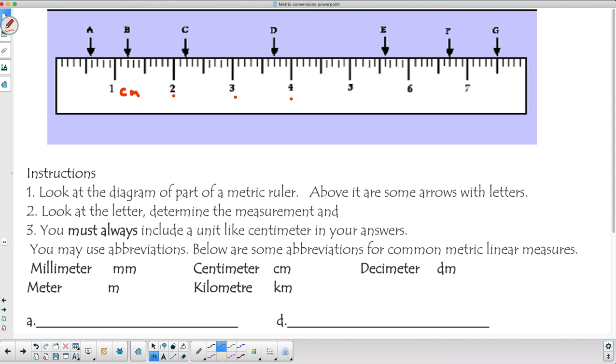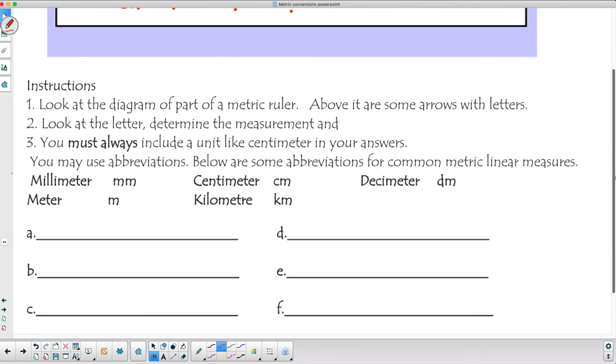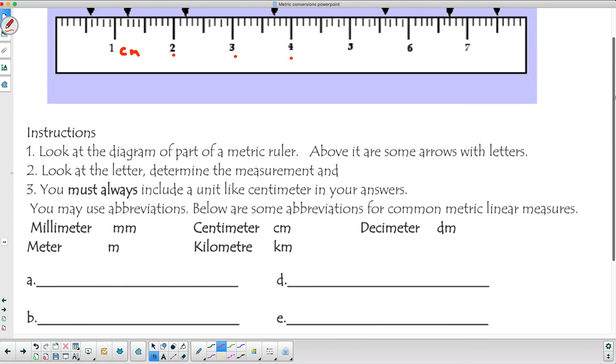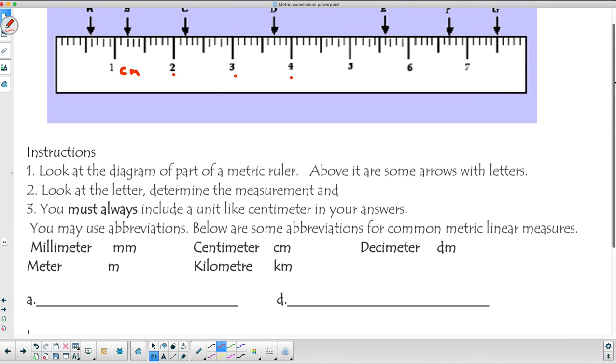So take a look at letter A. It's asking us to write the measurement down for letter A. Let me just do this right here. Here's A. It looks like, if this is 1 centimeter, this right here is 0.1 centimeters. So this would be 2, 3, 4, 5, 6. So that looks like this would be 0.6 centimeters. Okay, let's take a look at letter D since that one's right here, and then you guys can finish up the rest of them. You can do B, C, E, F, and G.